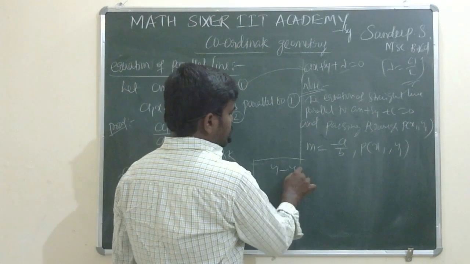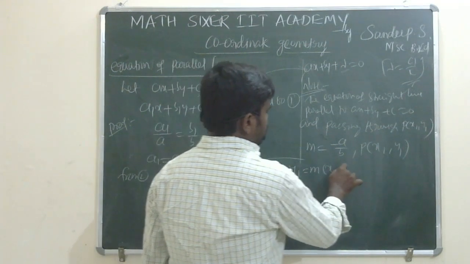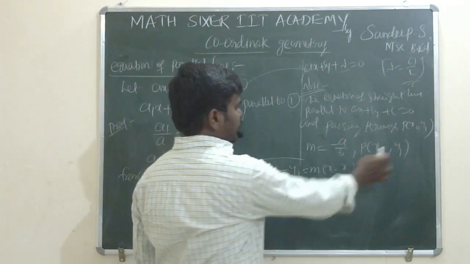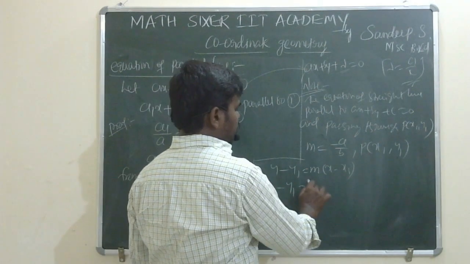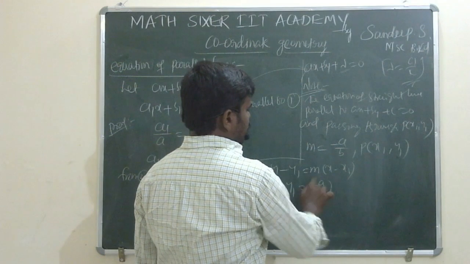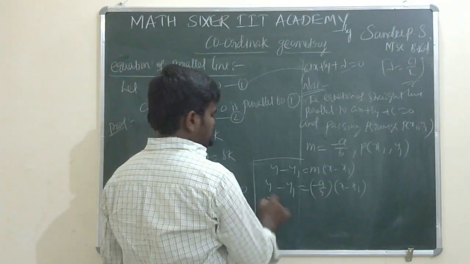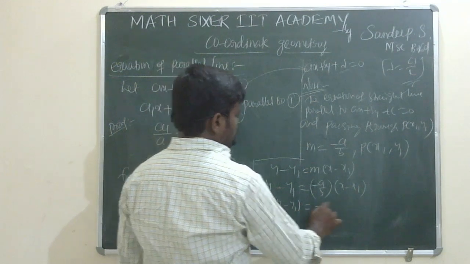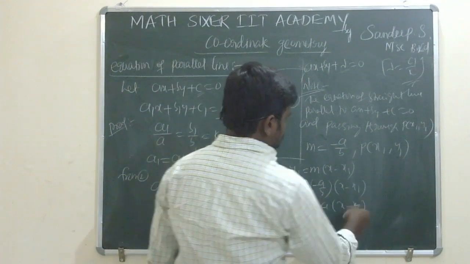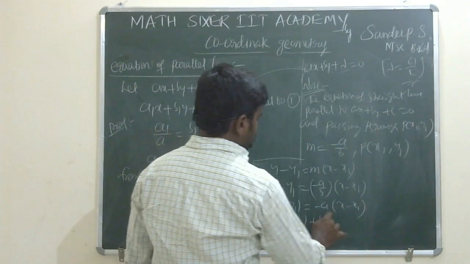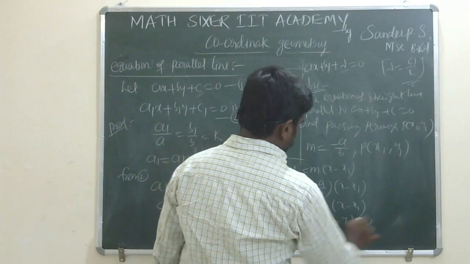y minus y1 is equal to m into x minus x1, point slope form. Here y1 is y1 only, and m is minus a by b, and here x minus x1. So now just take this b to this side, then y minus y1 is equal to minus a into x minus x1. When you arrange everything, you will get a into x minus x1 plus b into y minus y1 is equal to 0. This is the condition.